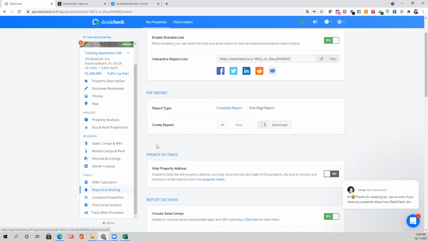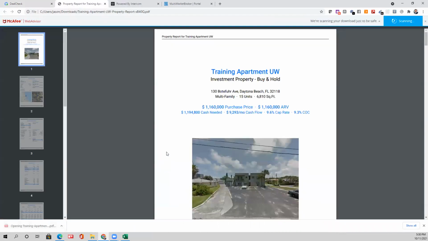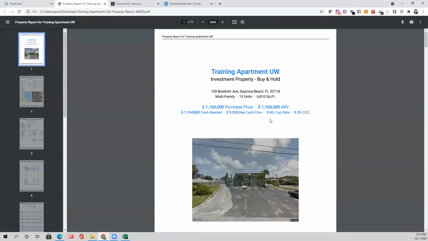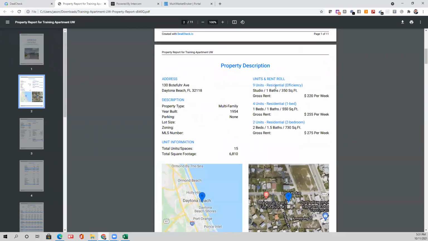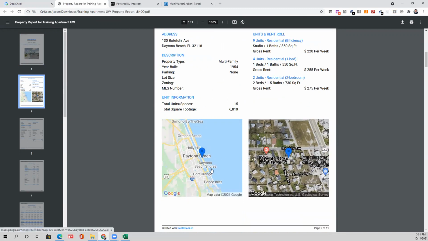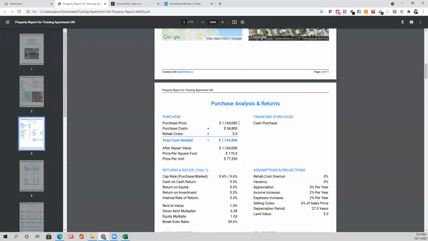We didn't do buy and hold projections, but again, I wanted to make this very basic, seeing that the cap rate is way better at that price, right? A 9.6 cap in apartments, you're not finding that. Cash on cash, because we didn't use financing, stayed the same. But here it is. It shows the unit breakdown, 9 units, how much per week, gives you a little map, a little snapshot of what it is, 15 units, total square footage.